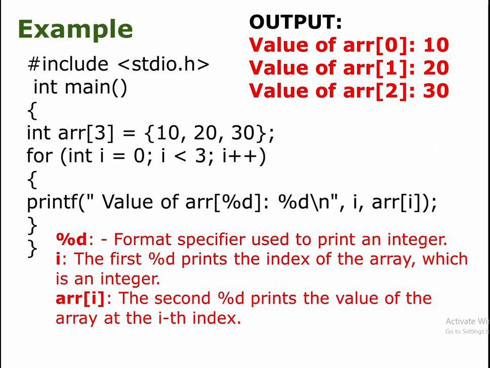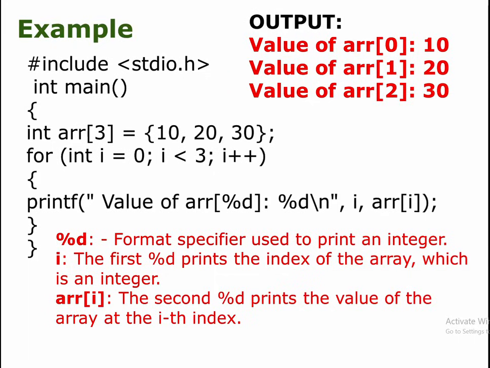The first value 10 is stored in arr of 0. The second value 20 is stored in arr of 1. The third value 30 is stored in arr of 2. Notice something very important. The array size is 3, but the index values are 0, 1 and 2. This is because array indexing always starts from 0.